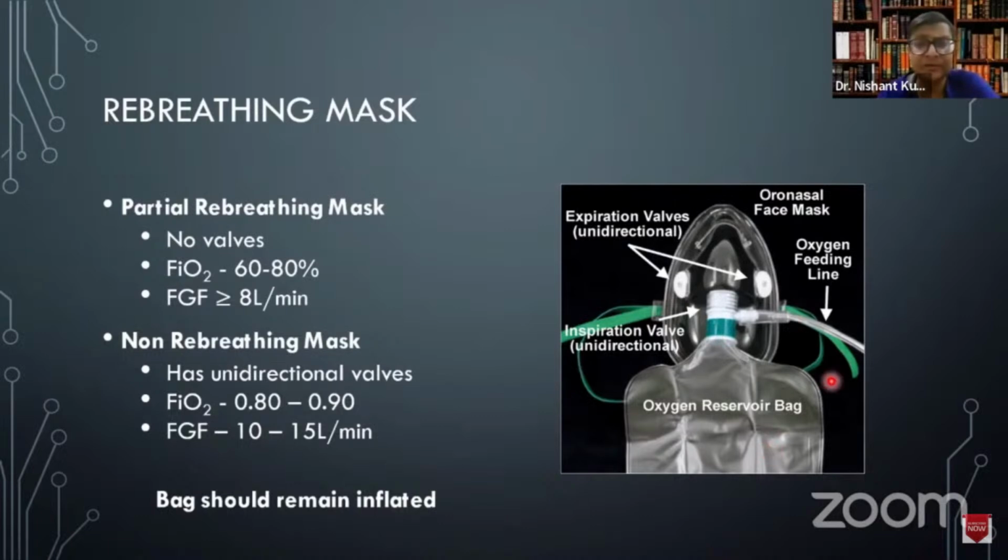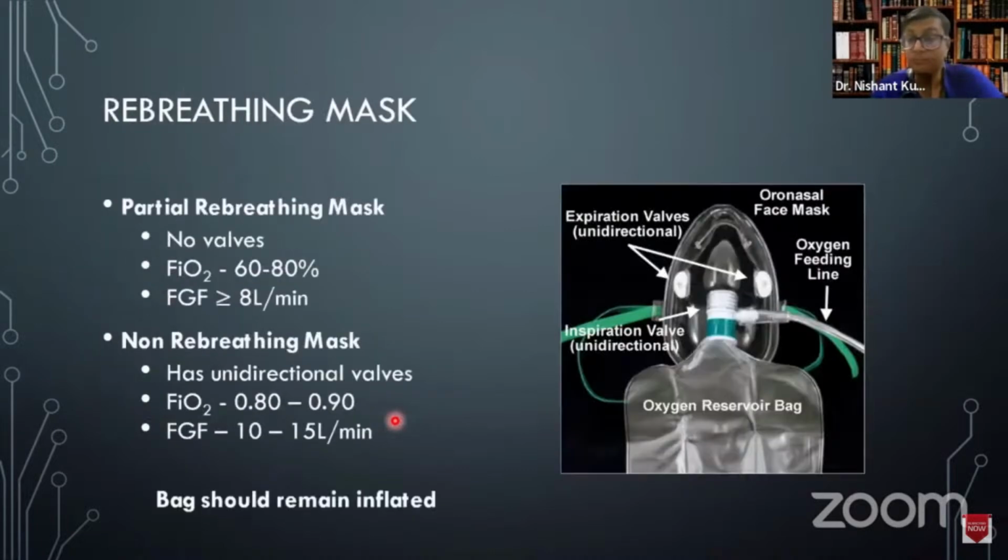A partial rebreathing mask, on the other hand, is a similar apparatus without the valves. It can give a maximum of 60 to 80%. You keep upwards of 8 liters per minute, and again, you keep the bag inflated. When the patient is breathing, some air will enter through these holes and dilute the oxygen which the patient is receiving. That is why with a partial rebreathing mask you can achieve only 60% FiO2, whereas with a non-rebreathing mask you can go up to 90%.